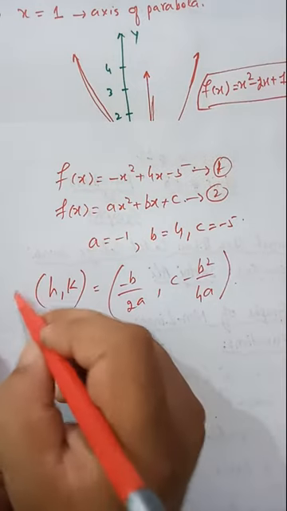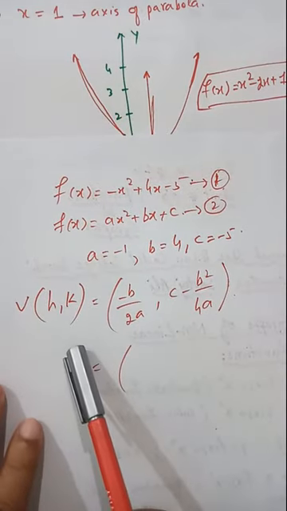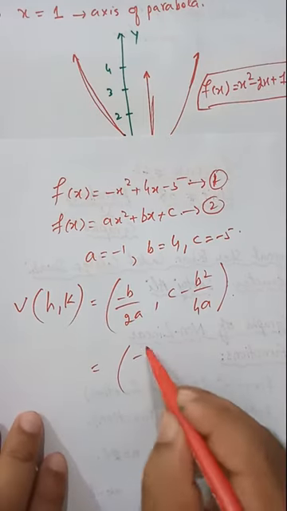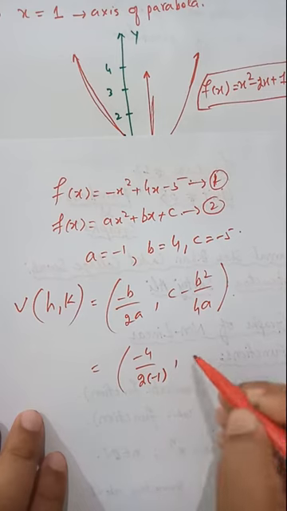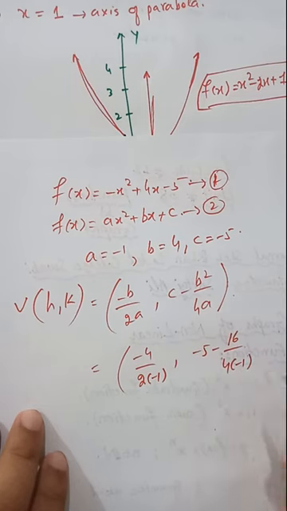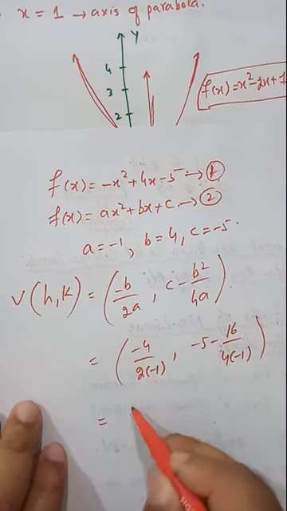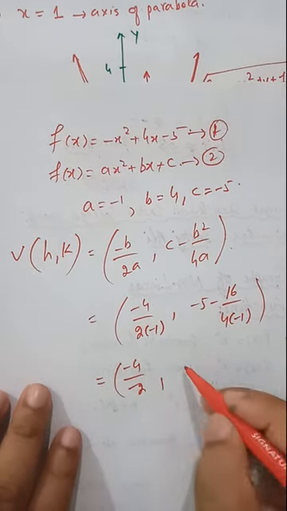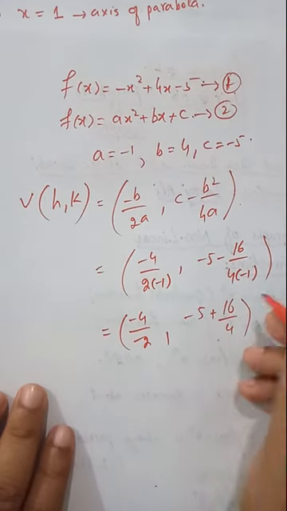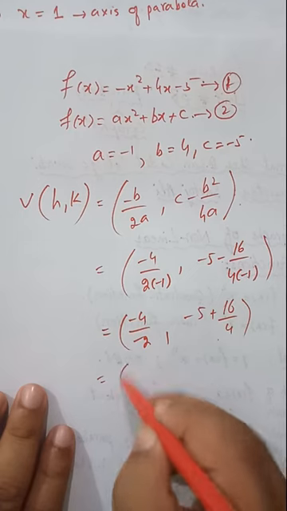So how can you calculate the vertex? If you need to calculate the vertex, axis, and whether the graph will be open upward or downward without sketching the graph, you will use these 3 formulas. So minus 4 divided by 2 into minus 1, and this is minus 5 minus 16 divided by 4 into minus 1. So this is minus 4 divided by minus 2, and this is minus 5 minus 16, and this minus and this minus will become plus. So this is equal to plus 2.